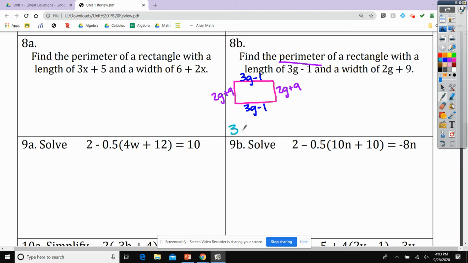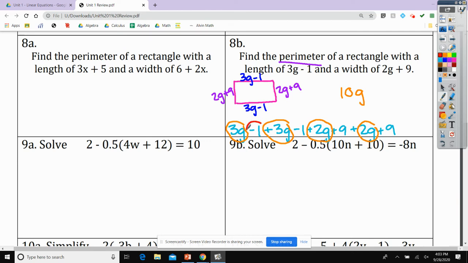So I would have 3g minus 1 plus 3g minus 1 plus 2g plus 9 plus 2g plus 9. So I just add up all four sides, and now I just need to figure out what the like terms are. So I have 3g, 3g, 2g, and 2g. So 3 plus 3 is 6, plus 2 is 8, plus 2 is 10g.